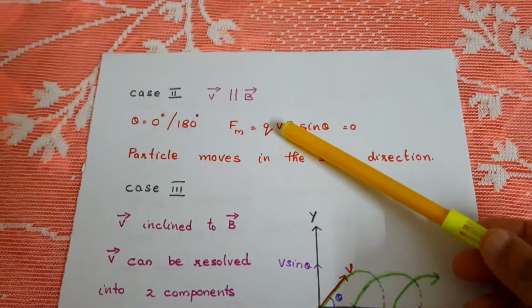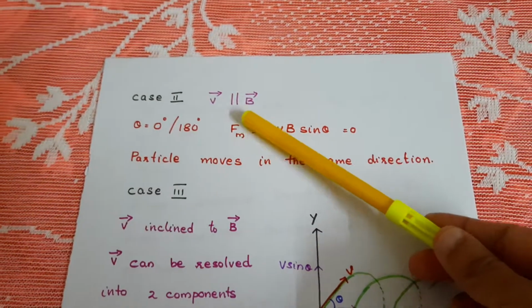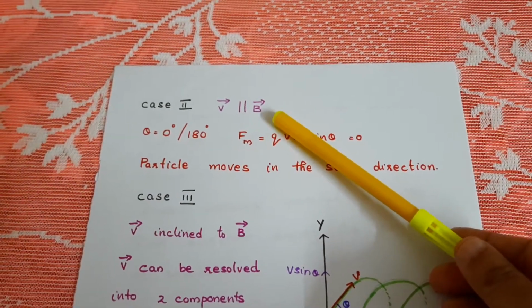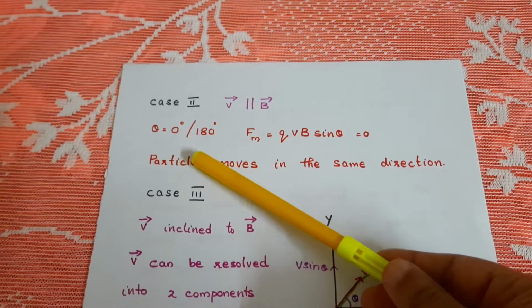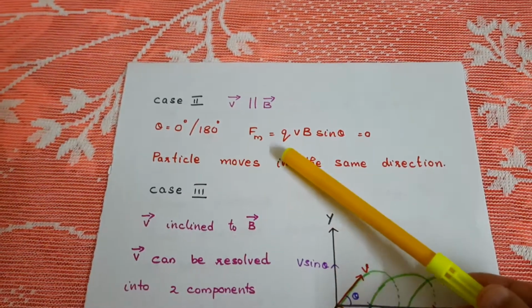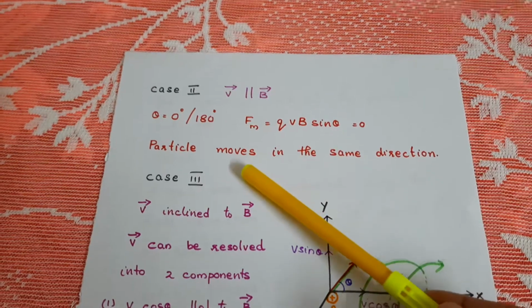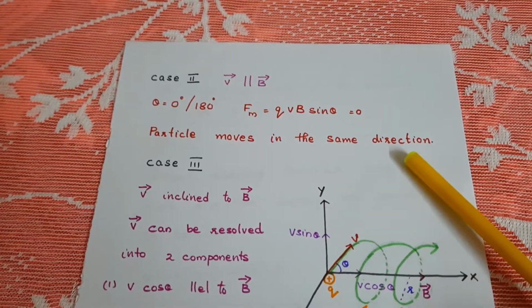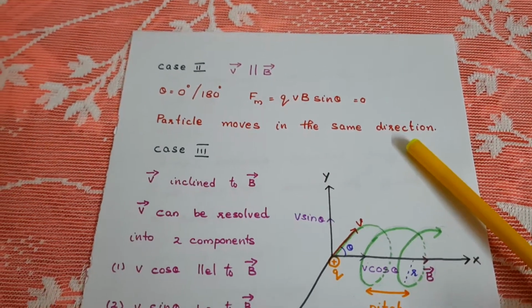Let us consider the second case in which the velocity is parallel to the magnetic field. Here theta is 0 or 180 degrees, then the magnetic force is 0, so the particle moves in the same direction. It is uniform straight line motion.